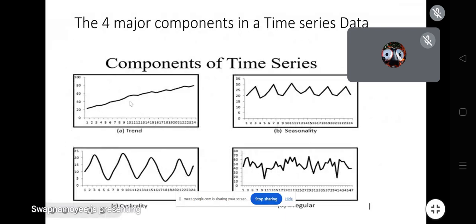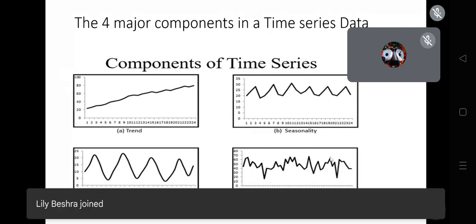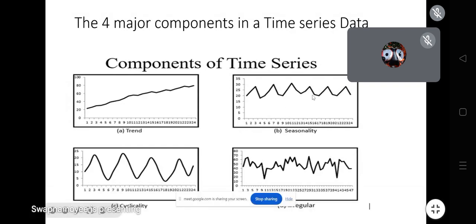These are some of the time series data you can see here. The first data is showing a trend, but you see there is no seasonality here. Up and down variation is not there. In the second data, if you see B1, seasonality is there, up and down movement, but no trend; it is going straight.